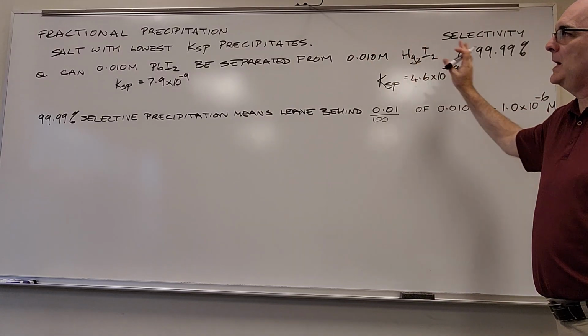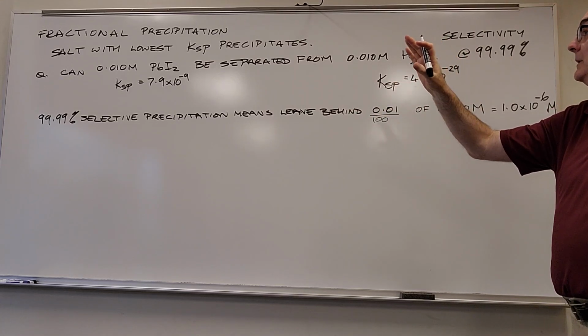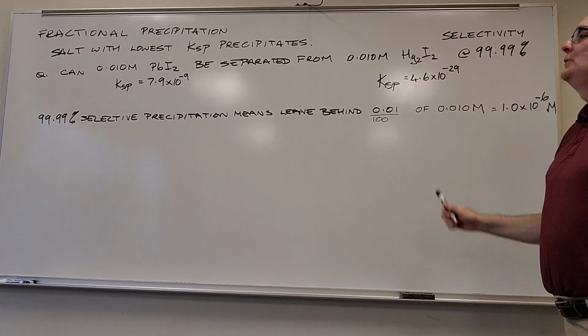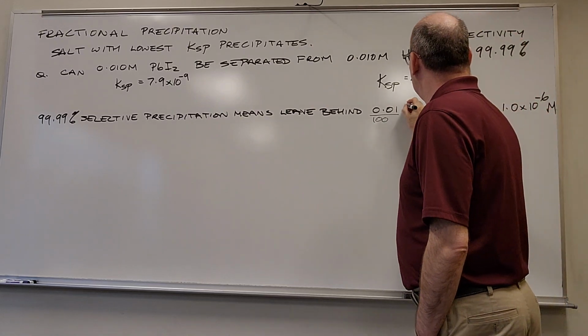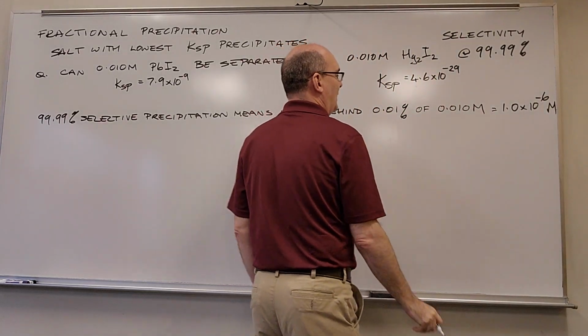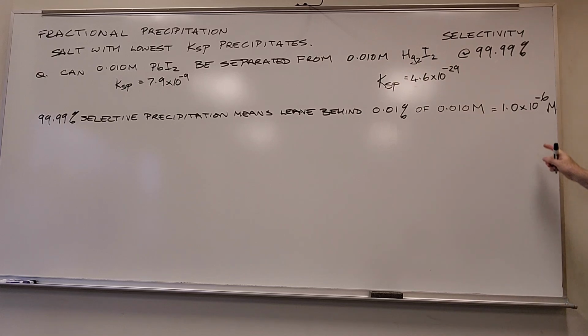They have to both be iodides because we're going to add iodide to a solution of lead ions and mercury ions. To remove 99.99% means to leave behind 0.01%. Take the number, divide it by 100, multiply it into the other number. And that means I'm going to leave behind a solution that is 1 micromolar.